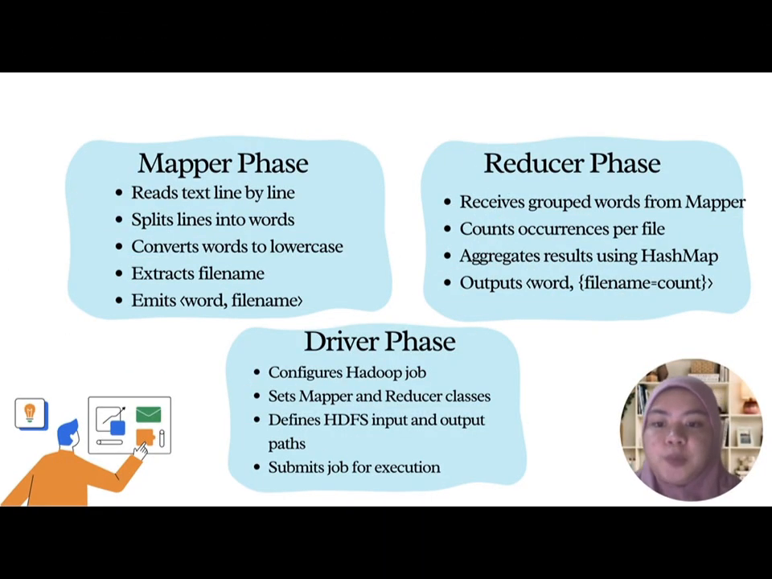This slide explains the MapReduce processing flow used in the inverted index program. Firstly, the mapper phase reads the input text file line by line, splits the line into words, converts them to lowercase, and associates each word with its source file name. These word-file pairs are then passed to the reducer phase, where identical words are grouped together and their frequencies are counted for each document using a hash map. Lastly, the driver phase configures and controls the MapReduce job by setting the mapper and reducer classes, defining the HDFS path, and submitting the job for execution.